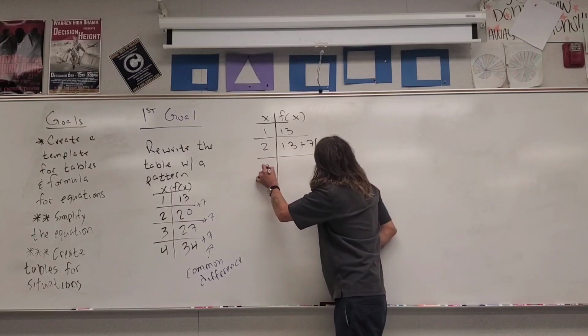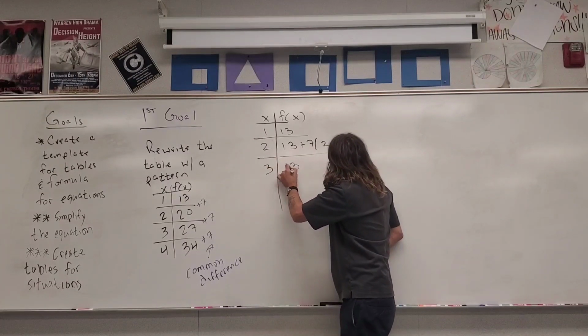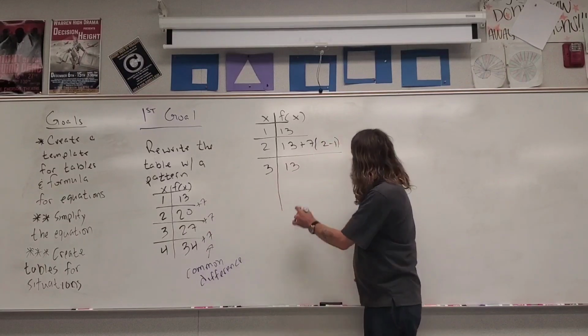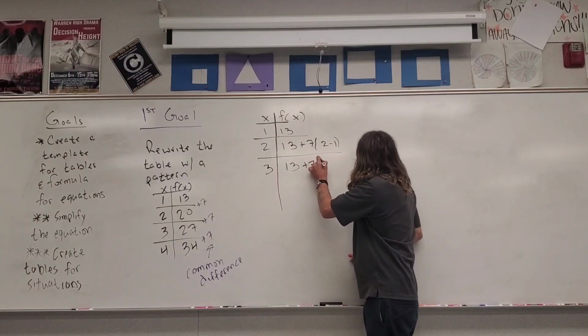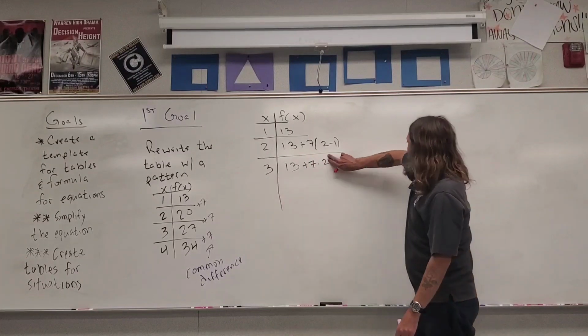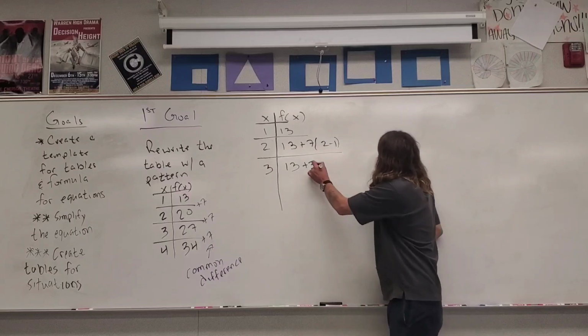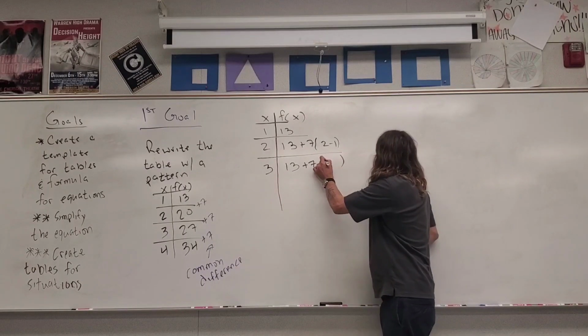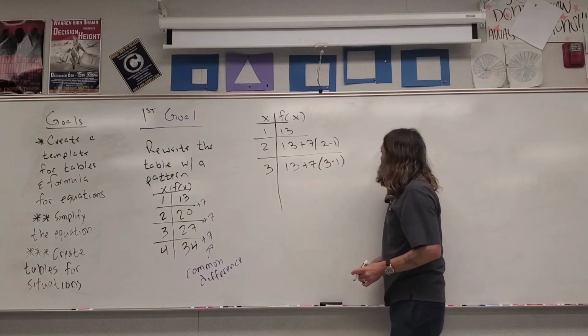The next row is again going to be 13. I need to add 2 sevens to go from 13 to 27, so it's 13 plus 7 times 2. But I don't have matching numbers, so again I have to replace that number with a parenthesis. I have to use 3, but make a value of 2, so this becomes 3 minus 1.